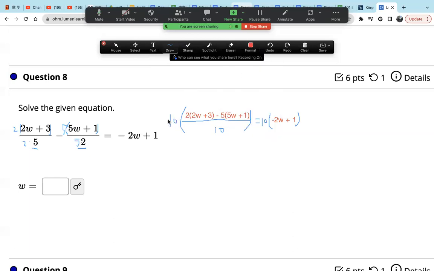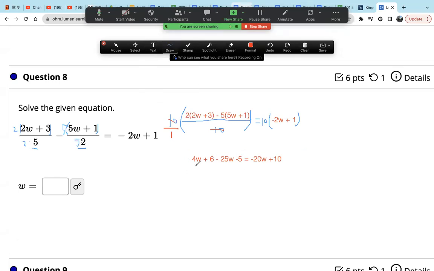Why do we want to do that? Because this 10 cancels with this 10 to be 1. In this case, we got rid of the denominators. So now we can distribute 2 and negative 5. 2 times 2w, that's 4w. Plus 2 times 3, that's 6. Minus 5 times 5w, minus 25w. Negative 5 times 1, that's negative 5. Then equals to 10 times negative 2w, that's negative 20w. Then plus 1 times 10, that's just 10.